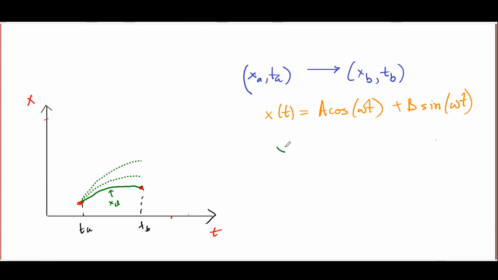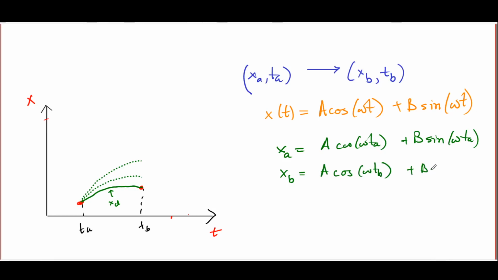After all, to figure out the precise classical path, we use the initial conditions that at t equal to t_a, x is equal to x_a. So you must have this relationship. And for the path to pass through x_b at time t_b, you must have x_b equals a cos ωt_b plus b sin ωt_b. Now these are two simultaneous equations for the two unknowns a and b. And in the typical scenario, you would be able to solve for them, plug them back here, and that will give you the unique classical path which joins the two endpoints.